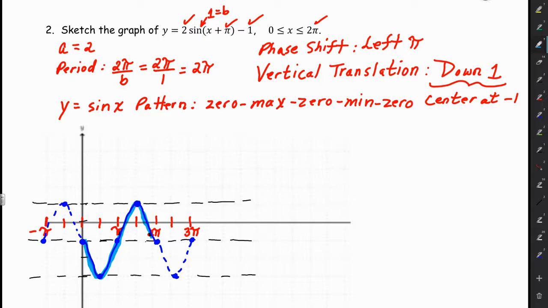So just keep in mind that this takes a lot of practice. You're going to have to take your time and note your amplitude, your period, any kind of shifts you have, what your pattern is. And then if you take all these steps, you shouldn't have any problem at all.